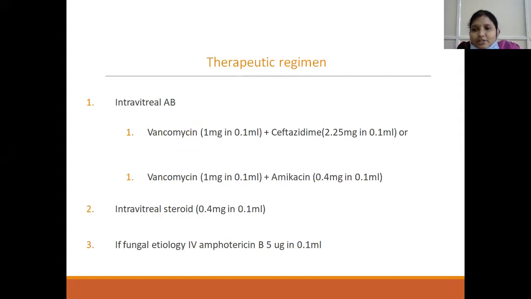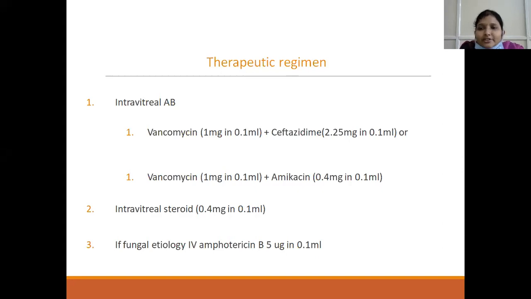Amikacin comes under which type of antibiotic? It is an aminoglycoside. Aminoglycosides have a retinotoxic effect. Gentamicin has 4 times more toxic effect on the retina when compared to amikacin, but amikacin also causes retinotoxicity. So only if ceftazidime is not available do we go for amikacin. Otherwise, the first choice of antibiotic regimen is vancomycin with ceftazidime.